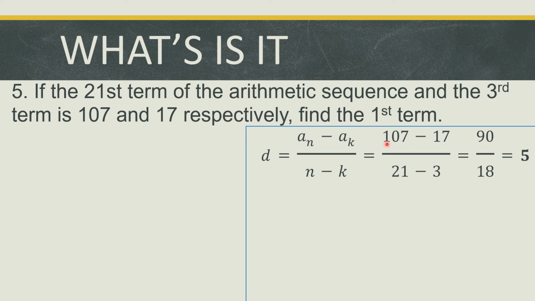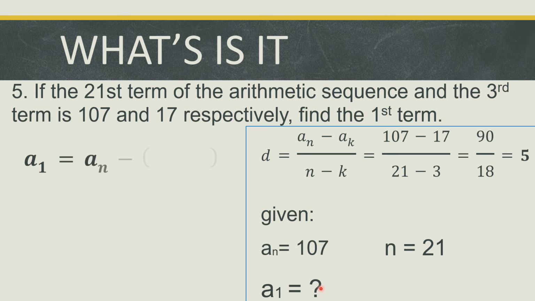And then simplify 107 minus 17, that is 90, and 21 minus 3 is 18, and divide 90 divided by 18, that is equal to 5. So here the value of D is equal to 5. Then next, another given is a sub n, which is 107, and n is equal to 21. Then of course, we need to find the first term, or a sub 1.